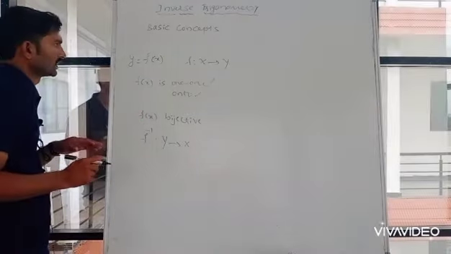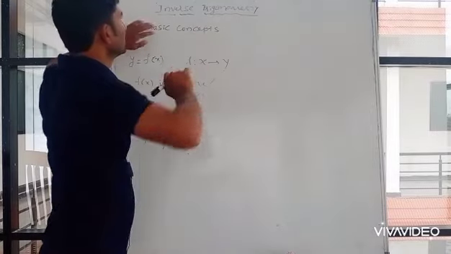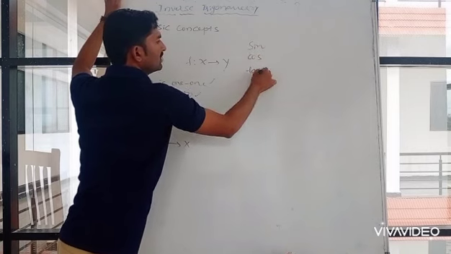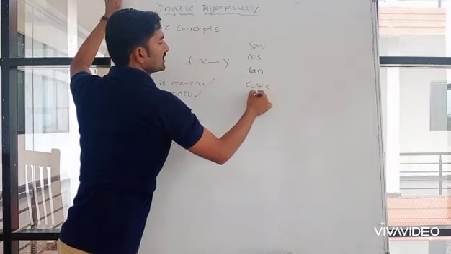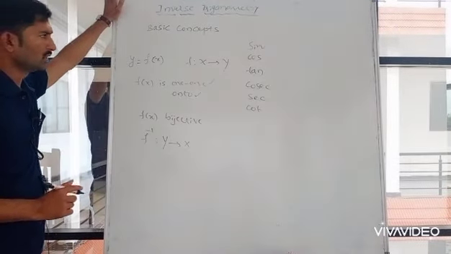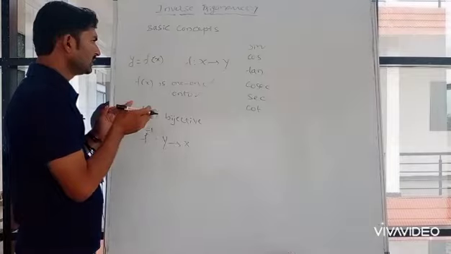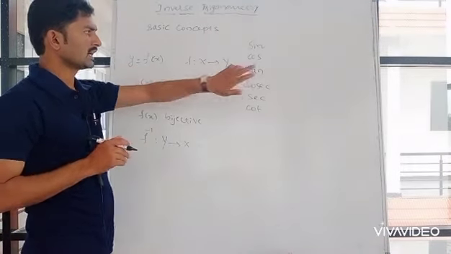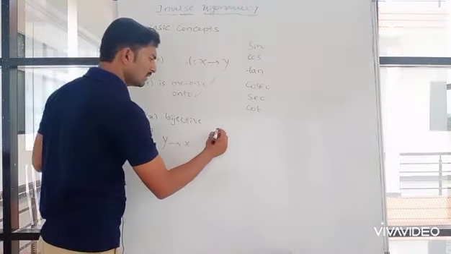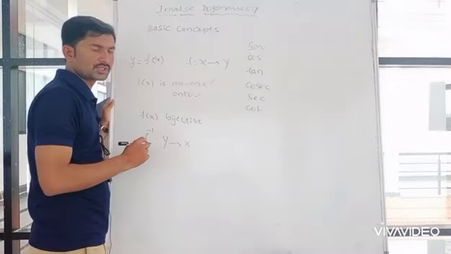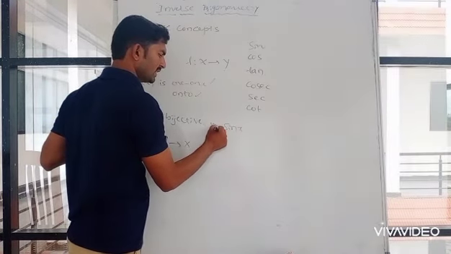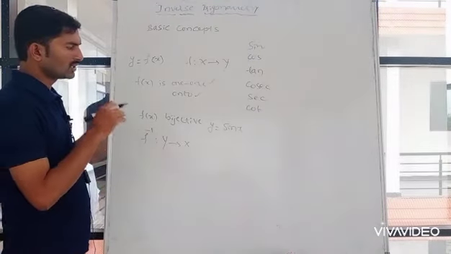Similarly, we'll discuss this for inverse trigonometry. Here there are 6 trigonometric functions: sine, cos, tan, cosec, sec and cot. To define the inverse function for the sine function, cos function, tan as well as the remaining three, we'll first consider the domain of the sine function. What is the domain of the sine function? If I consider y is equal to sine x, a trigonometric function, what is the domain for this?